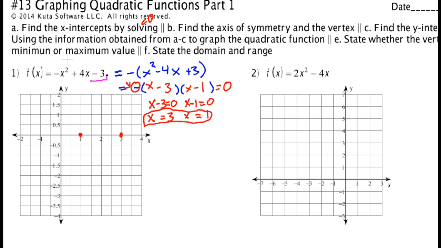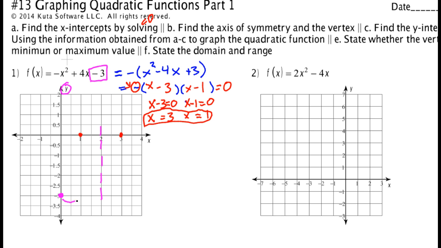That's always the c value. So that's going to the y-axis, go to -3. Get a point there. The very middle of this graph will be right down the middle of the 2 points we already have. So since I have 1 and 3, I know the middle is going to be at 2.